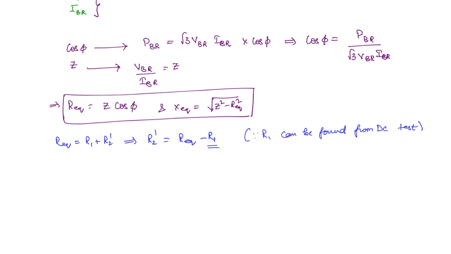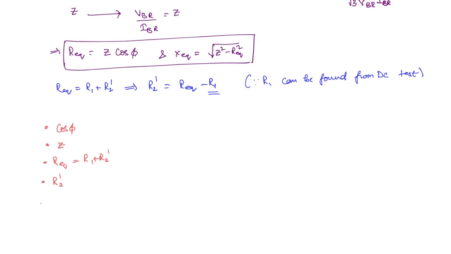So from the readings, what have we found out? We have found out the power factor cos phi, the impedance Z, and R equivalent is equal to R1 plus R2 dash. From here we are going to get R2 dash as well, because R1 can be found from the DC test. And what about reactance? Only the combination you can find out. But remember, this is at test frequency, which is approximately 25% of rated frequency.